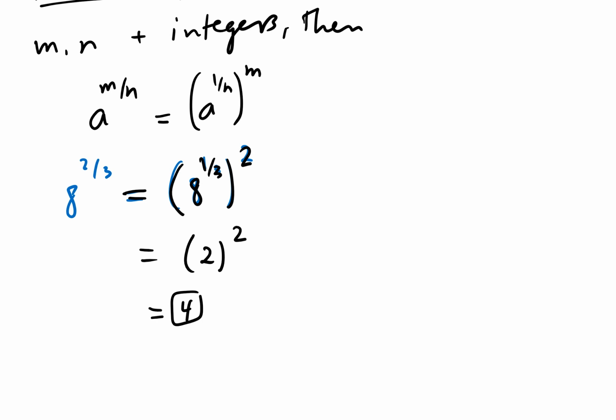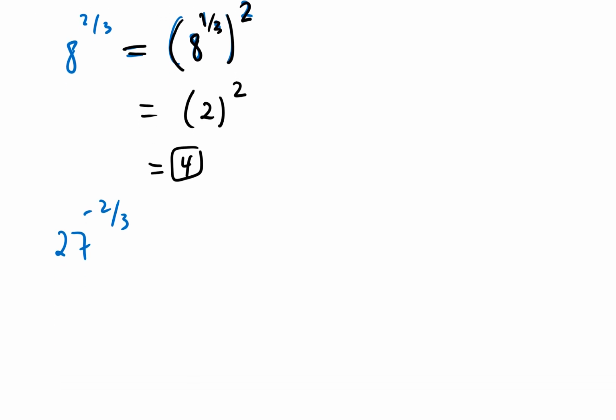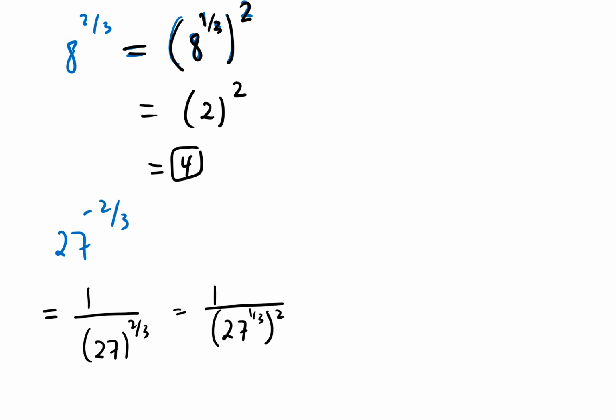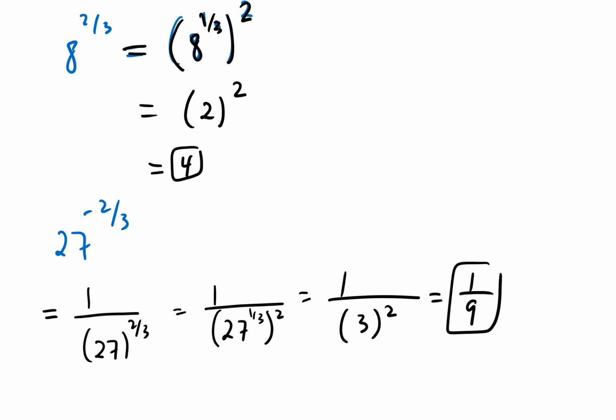How about if the exponent is negative? Say 27 to the -2/3. Based on the properties from the previous section, we rewrite this as 1 over 27 to the 2/3 first. Then 27 to the 1/3, squared. But 27 to the 1/3 is 3, squared. That's 1/9.